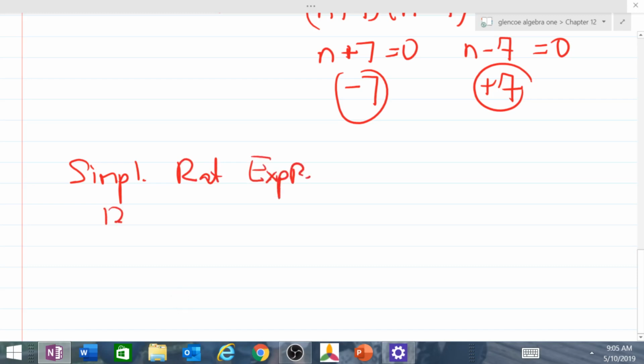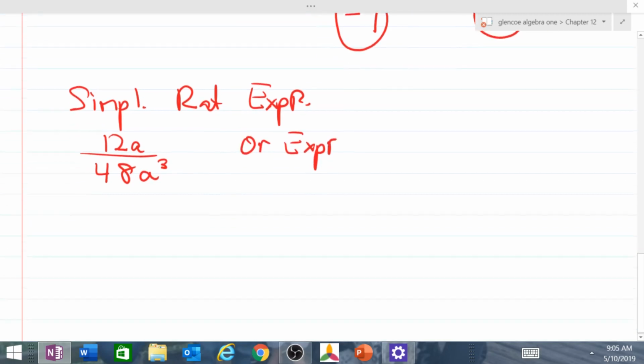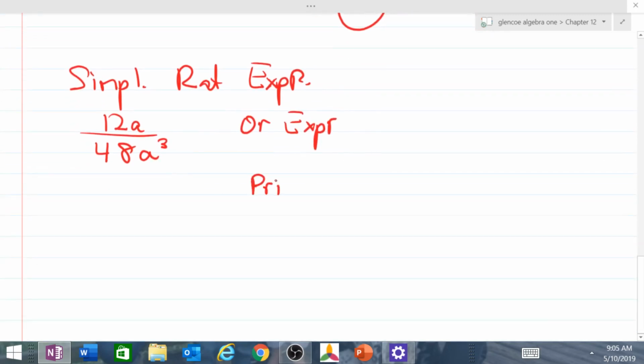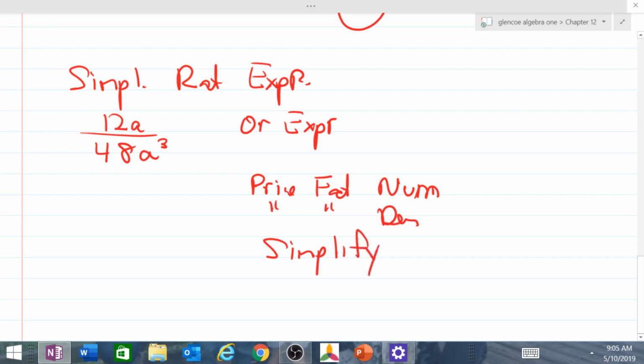Something like this: 12a over 48a cubed. That is your original expression. I highly recommend it. Prime factor the numerator, prime factor the denominator, and simplify. So it would look like this. 12a factors is 2 times 2 times 3 times a. 48 factors as 2 times 2 times 2 times 2 times 3 with 3 a's.